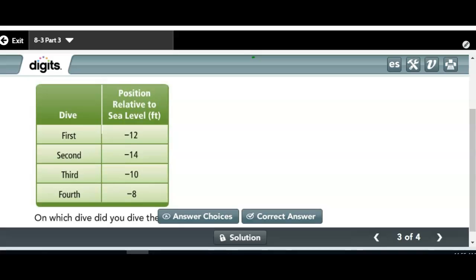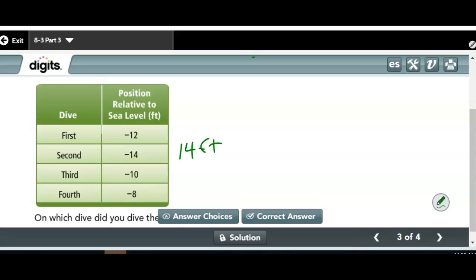And what dive did you dive the deepest? Chloe. The second dive. Okay. You traveled a distance of how far? Colin. 14 feet. Do you hear? I said the distance that you travel, not pack up. That means you're not paying attention. The distance you travel is 14 feet.